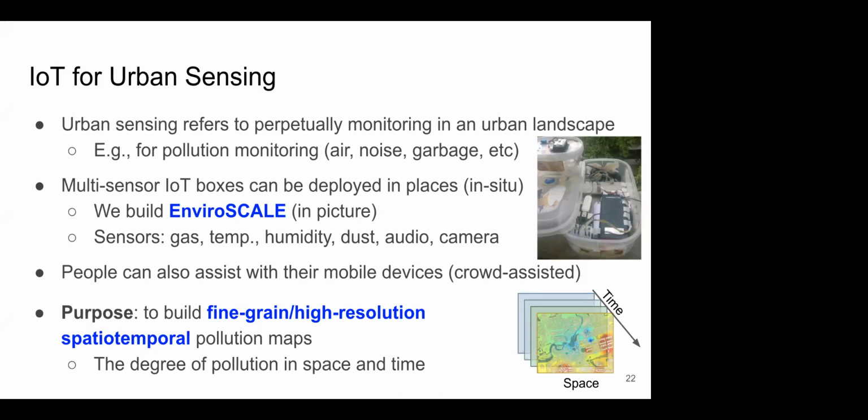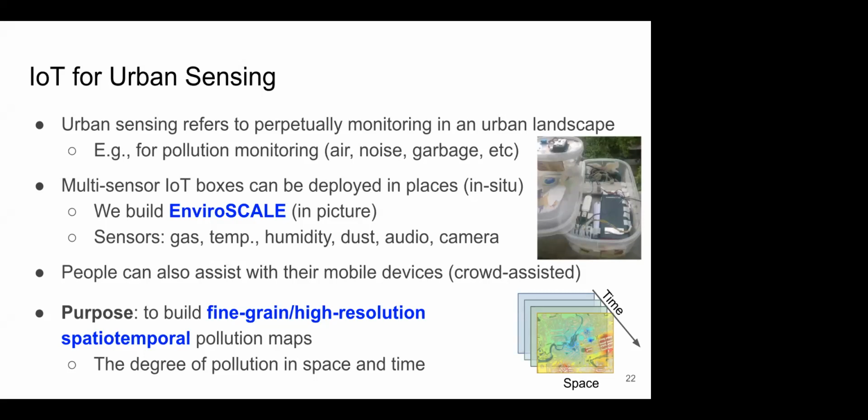The overall goal is to build a fine-grained, high-resolution spatiotemporal pollution map. Let's say I have a large space where things are happening, and I want to see which areas are more populated and more polluted than others. I also want to see how that evolves as time changes.